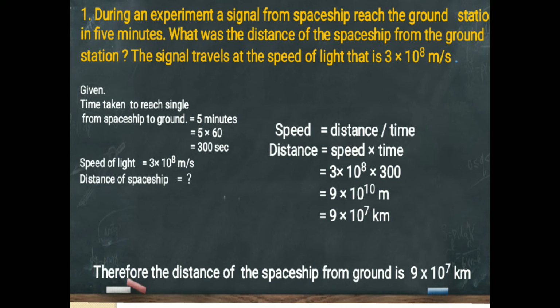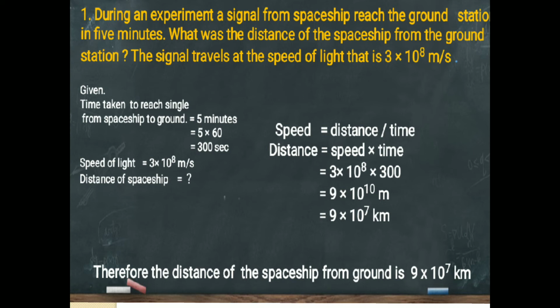These are very important sums. During an experiment, a signal from a spaceship reaches a ground station in 5 minutes. What was the distance of the spaceship from the ground station? So we need to find the distance between ground and spaceship. The signal travels at the speed of light, 3 into 10 to the power 8 meters per second. So here they have given the speed of light and the time, and we need to find the distance between the spaceship and ground station.